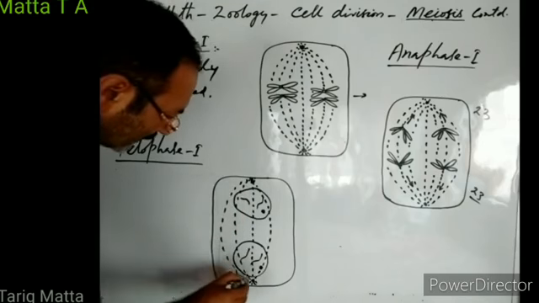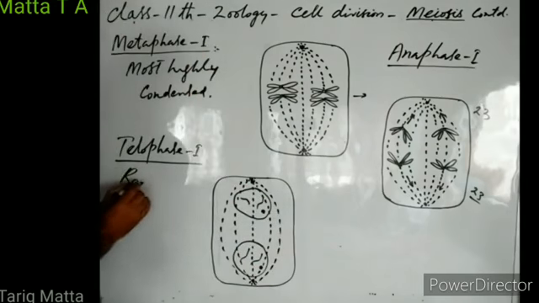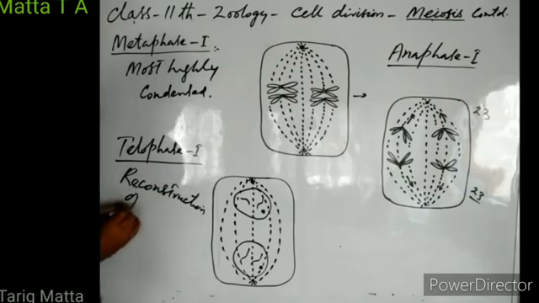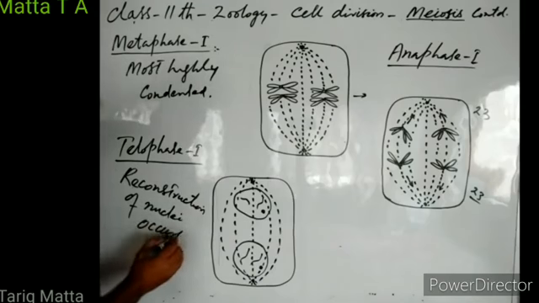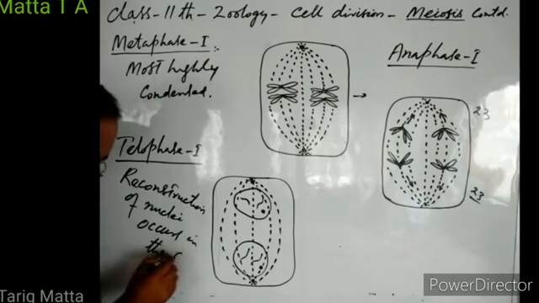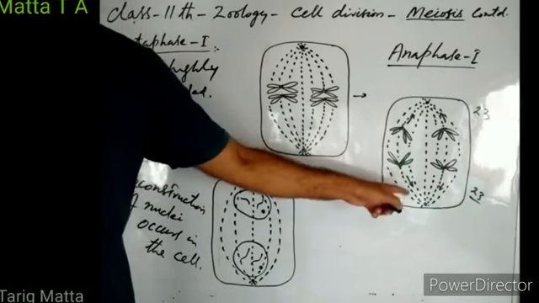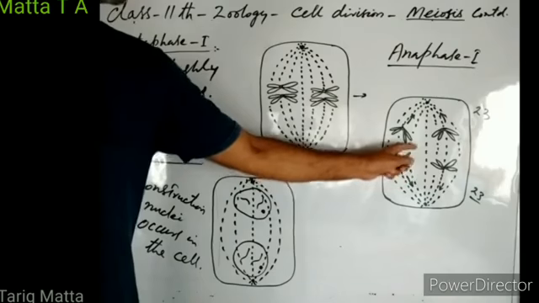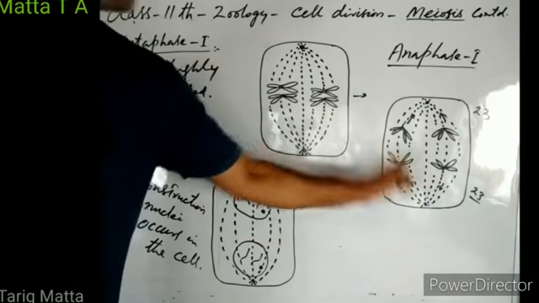So we can say that in telophase I, reconstruction of nuclei occurs in the cell. So in anaphase I, the chromosomes are pulled to two opposite poles of the cell. At the end of anaphase I, 23 pairs of chromosomes reach this pole and 23 pairs of chromosomes reach this pole of the cell.